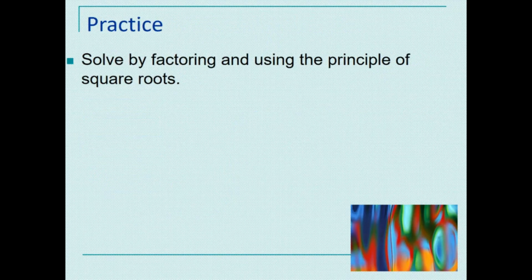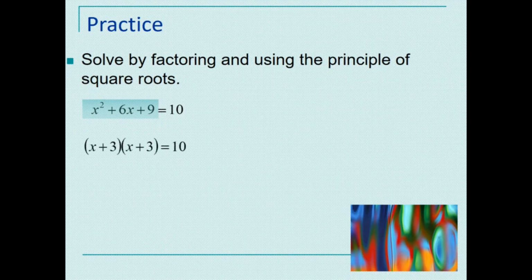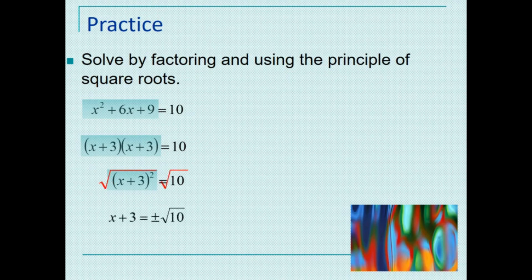Here's another example of a quadratic equation. If we factor the trinomial on the left, we find that this is a square of a binomial. It's a perfect square trinomial. Putting it in exponential form is shown here. We now can use the principle of square roots, taking the square root of each side. The square root of something squared is that quantity, and using the principle of square roots, we will have the positive square root of 10 and the negative square root of 10.